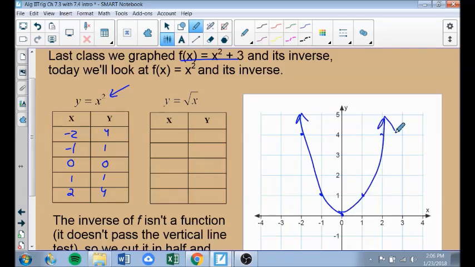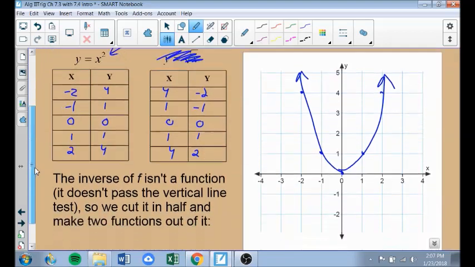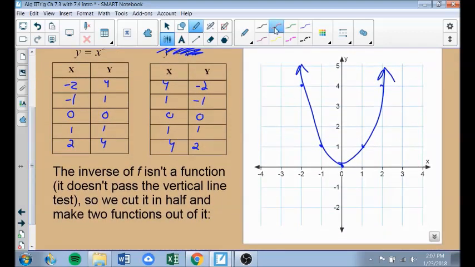Now, to find an inverse of a function, we switch x and y. So ignore this for a second. Pretend like that's not there. To switch x and y, we'd have 4, negative 2, 1, negative 1, 0, 0, 1, 1, and 2, 4. 4, 2. That's going to graph over here, and I'll do it in red. Like this. This still forms a parabola, but it's a parabola that's on its side, going kind of like this.